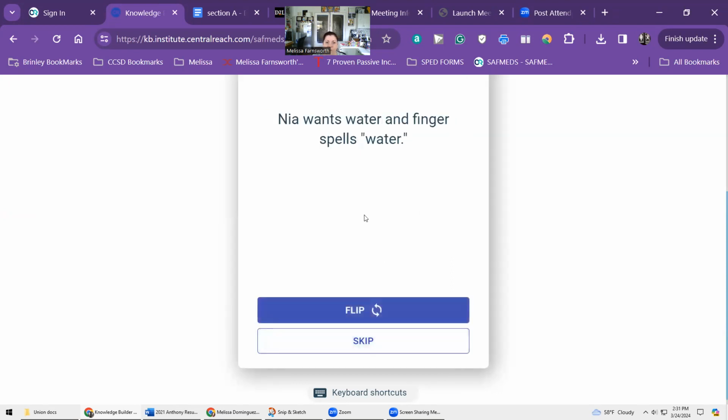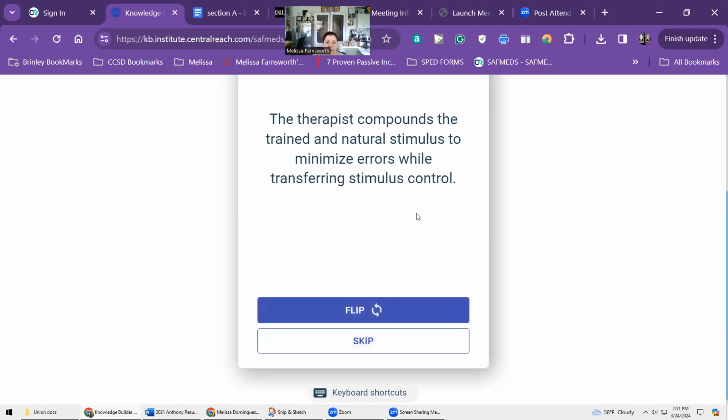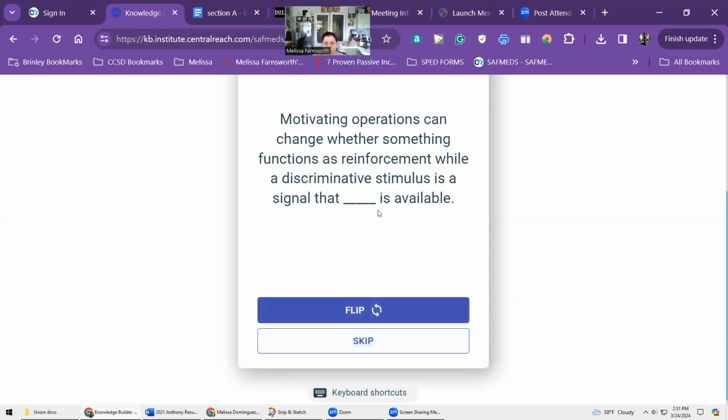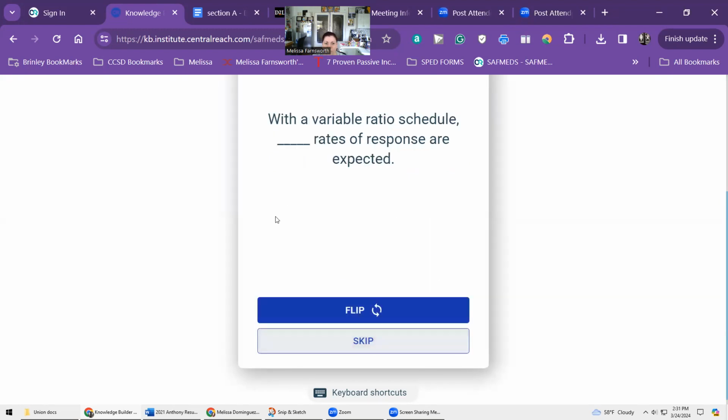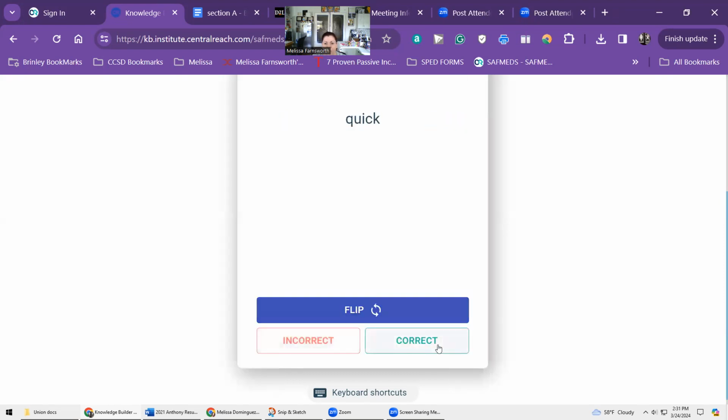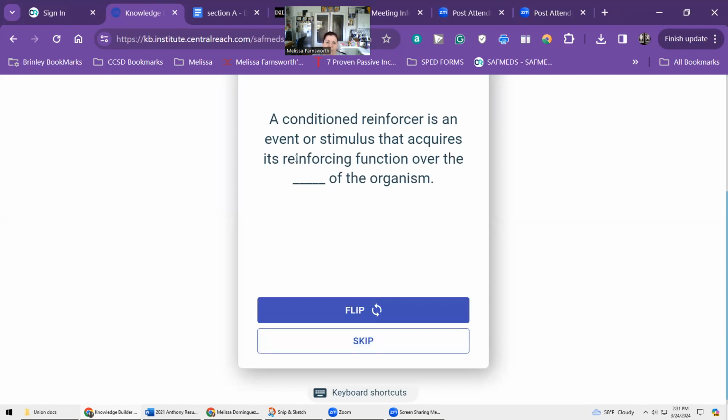Minimum. Nia wants water and finger spells water. Manded. The therapist compounds the trained and natural stimulus to minimize errors while transferring stimulus control. Errorless learning. Motivating operations can change whether something functions as reinforcement, while a discriminative stimulus is a signal that blank is available. Reinforcement. With a variable ratio schedule, blank rates of response are expected. Quick. A conditioned reinforcer is an event or stimulus that acquires its reinforcing function over the blank of the organism.